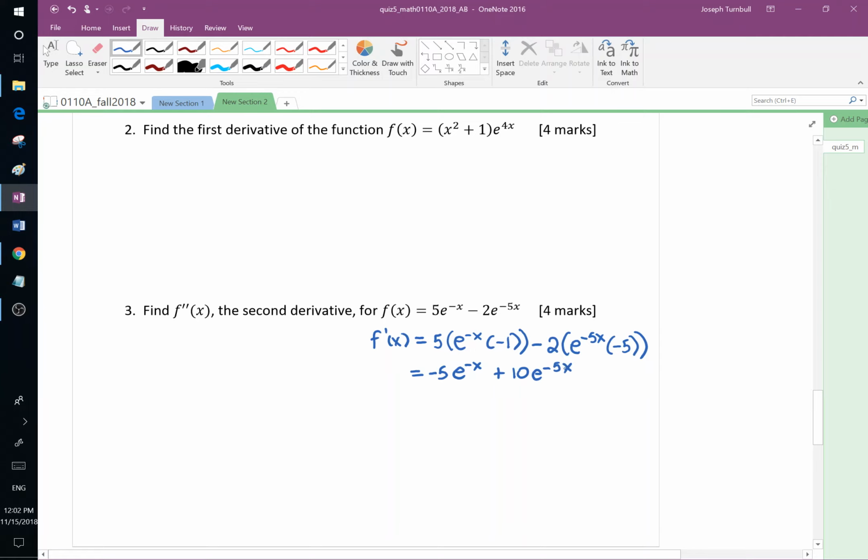Now we're going to do the second derivative. So we have negative 5 multiplied by the derivative of e to the negative x, which is e to the negative x times negative 1, plus 10 multiplied by the derivative of e to the negative 5x, which is e to the negative 5x times negative 5. And then clean up the constants, even though we don't really have to, because we're not doing the third derivative. Negative 5 times negative 1, positive 5. And then 10 times negative 5, negative 50.